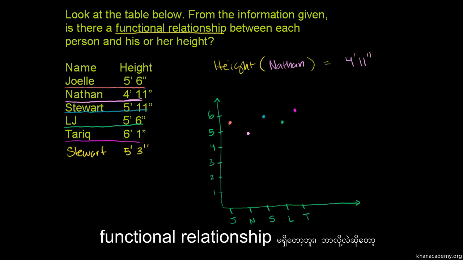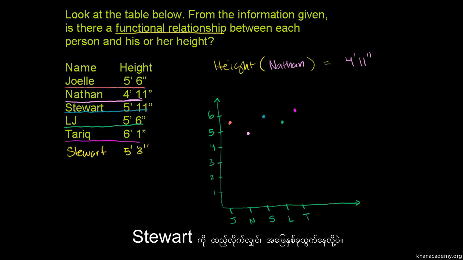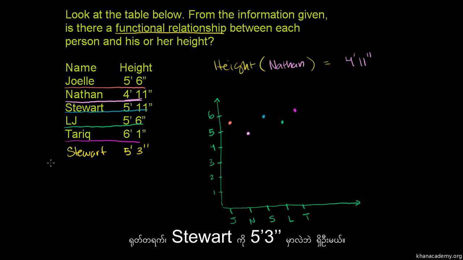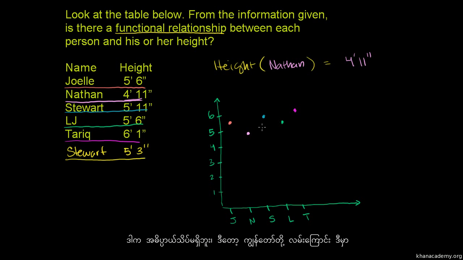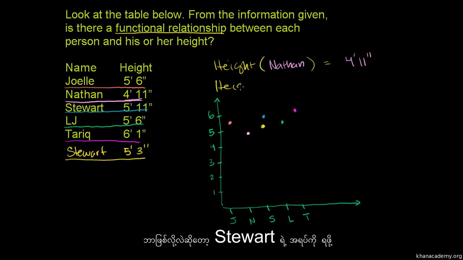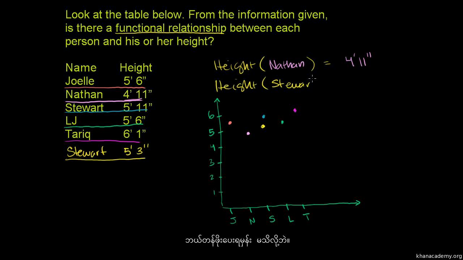Because for the input of Stuart, we would have two different values. If we were to graph this, we have Stuart here at 5'11". And then all of a sudden, we would also have Stuart at 5'3". So we would plot it right over here. So for Stuart, you would have two values. And so this wouldn't be a valid functional relationship, because you wouldn't know what value to give if you were to take the height of Stuart. In order for this to be a function, there can only be one value for this. You don't know in this situation, when I add this, whether it's 5'3" or 5'11".